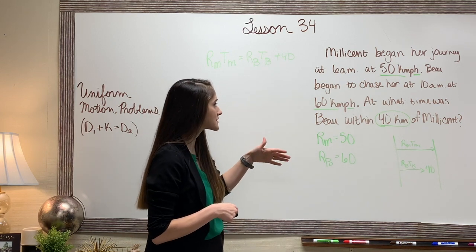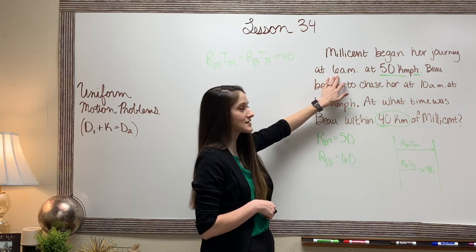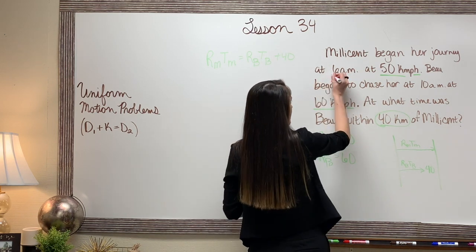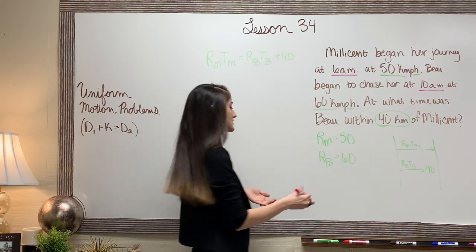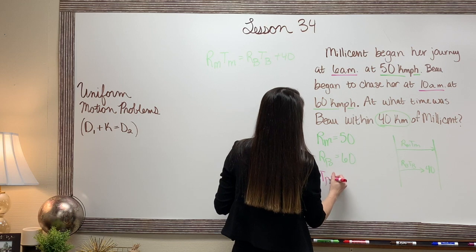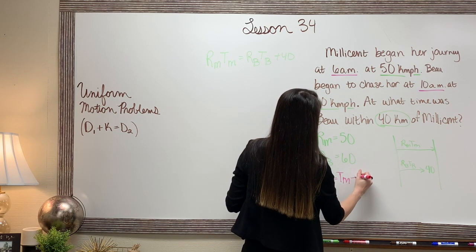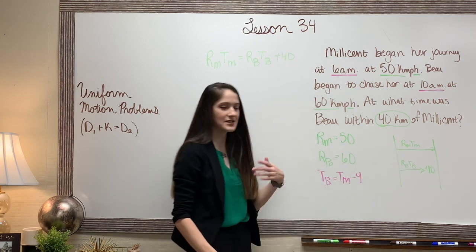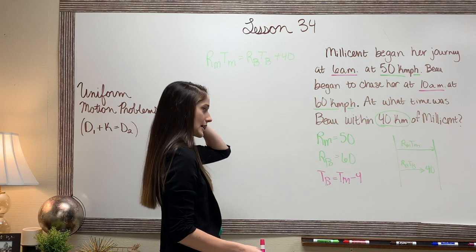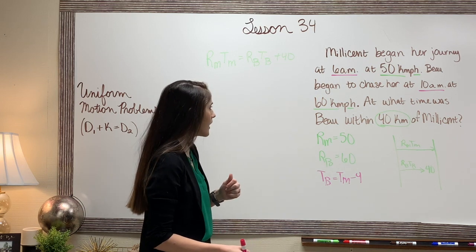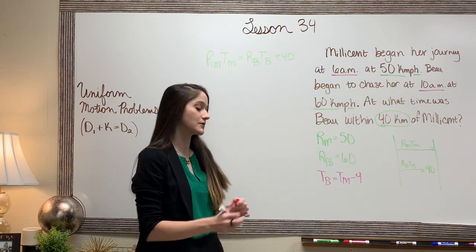But we do know something about Millicent's head start. She starts out at 6 a.m. and Bo chases her at 10 a.m. So she has a 4-hour head start. So whatever the time of Bo is going to be the time of Millicent minus 4. Or you could say the time of Millicent is the time of Bo plus 4. Either one is fine. It doesn't really matter. And so now we're in a place where we can take this, plug it in here, and solve.